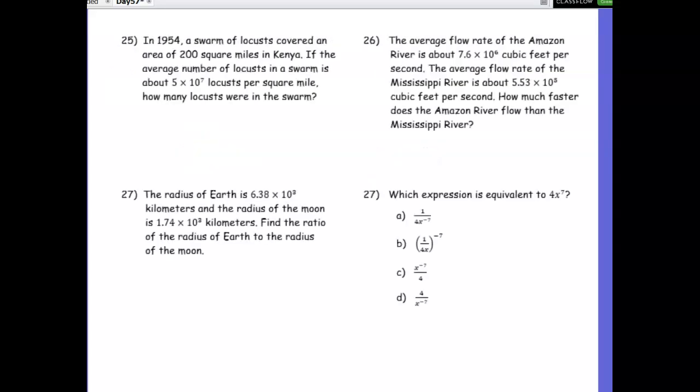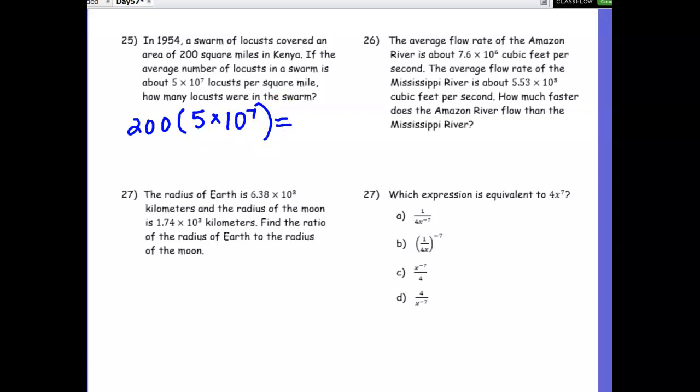Okay, 25, we do have some word problems and they're not that difficult. It says, in 1954, a swarm of locusts covered an area of 200 square miles in Kenya. If the average number of locusts in a swarm is about 5 times 10 to the 7th locusts per square mile, about how many locusts were in the swarm? All you have to do here is take 200 and multiply it by 5 times 10 to the 7th power. I would suggest putting that into Desmos and trying it there.